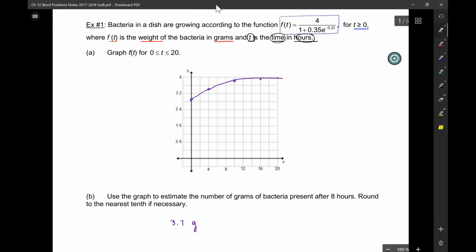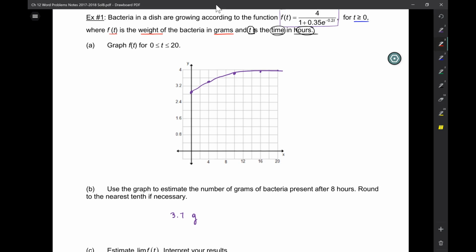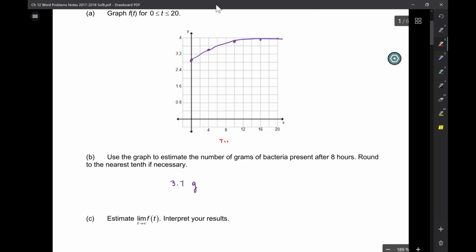Now, one thing that is super important that I did not do on this is I did not label my axes, which I'm going to do right now. So what is the horizontal axis going to represent in this case? Time. And I say time, unit is what? Hours. Super important. And what about the vertical axis, the dependent variable? Weight in grams. Okay, now this is a meaningful graph.